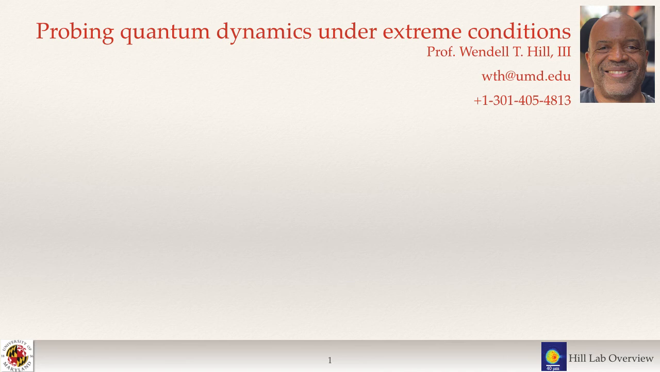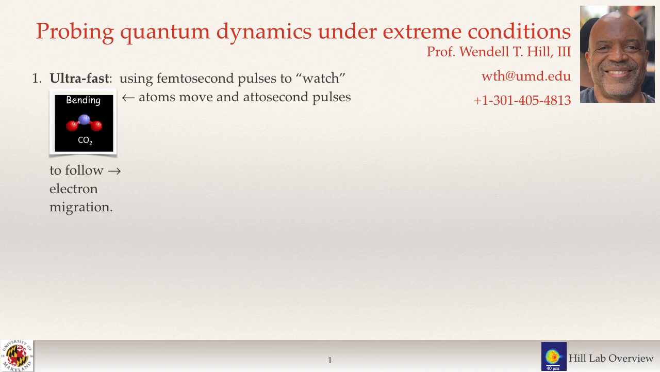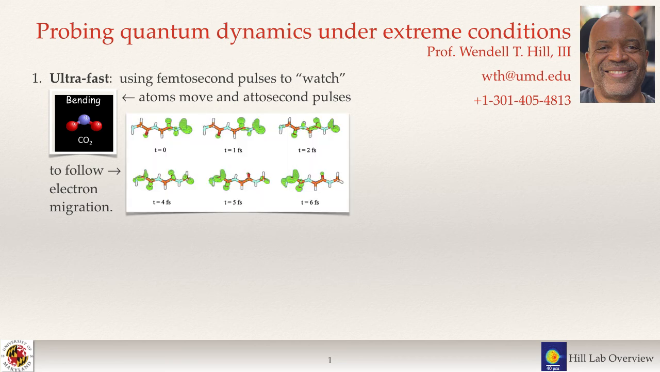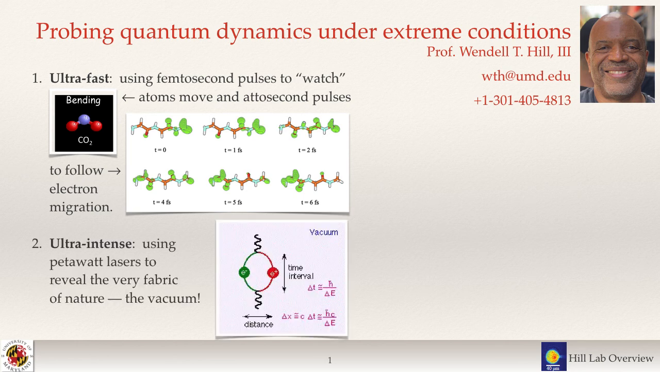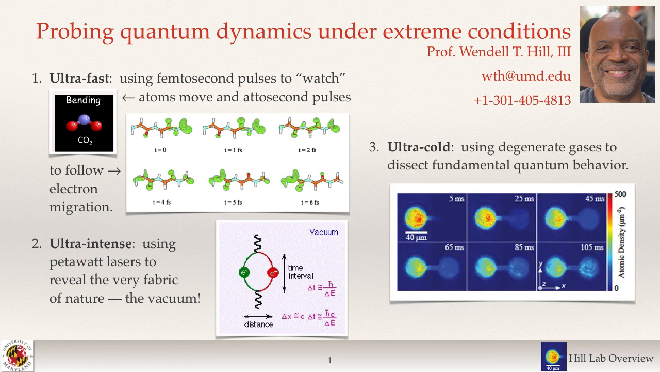We are interested in probing quantum dynamics under extreme conditions. We are interested in three conditions. The first is ultra-fast, where we're interested in watching atoms and electrons migrate in molecules. The second condition is ultra-intense, where we're interested in using petawatt lasers to look at vacuum fluctuation. That is, the very nature of the vacuum itself. Finally, we're interested in ultra-cold atoms, where we want to use them as simulators to study fundamental quantum behavior.